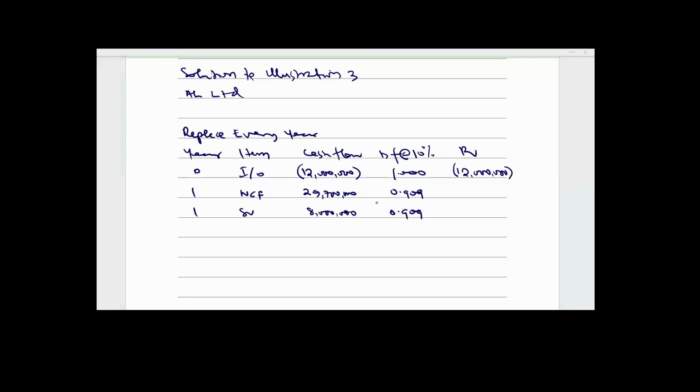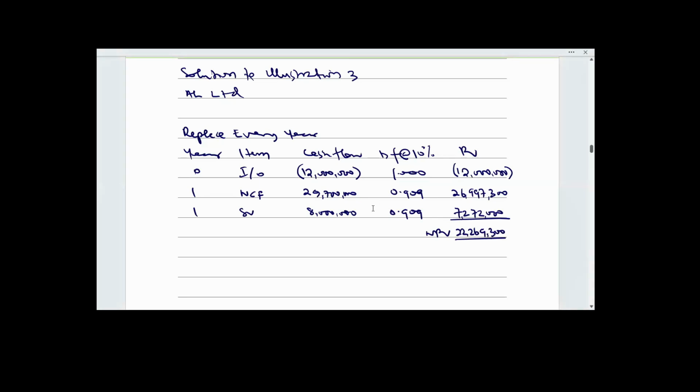29,700 multiplied by 0.909 equals 26,997,300. Then 8 million multiplied by 0.909 equals 7,272. Okay, then you get your NPV: 26,997,300 plus 7,272,000 minus 12 million equals 22,269,300.